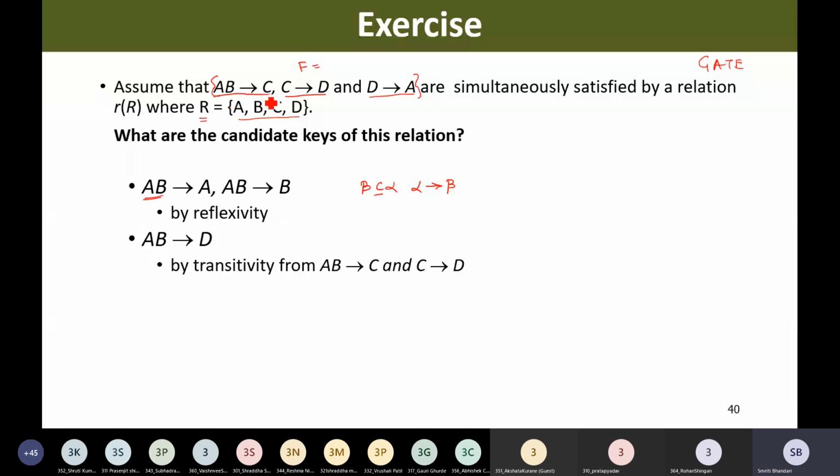Now, what I am going to do next is, I have AB to C and also I have C to D. So, by applying the transitivity rule, I may come up with AB to D.